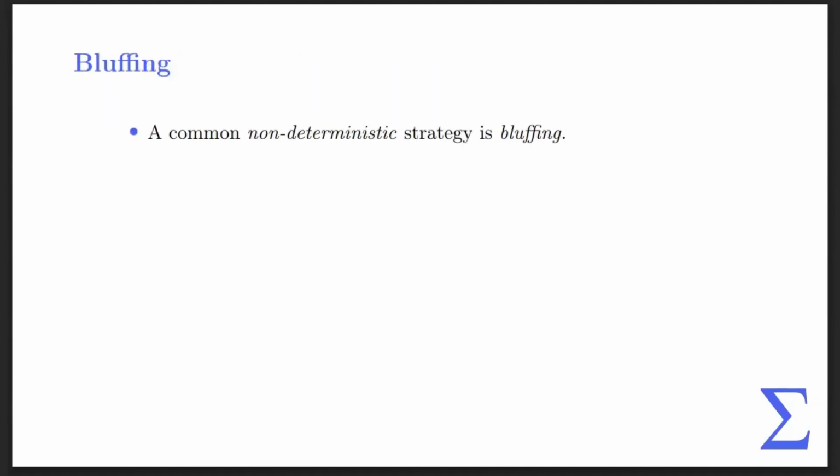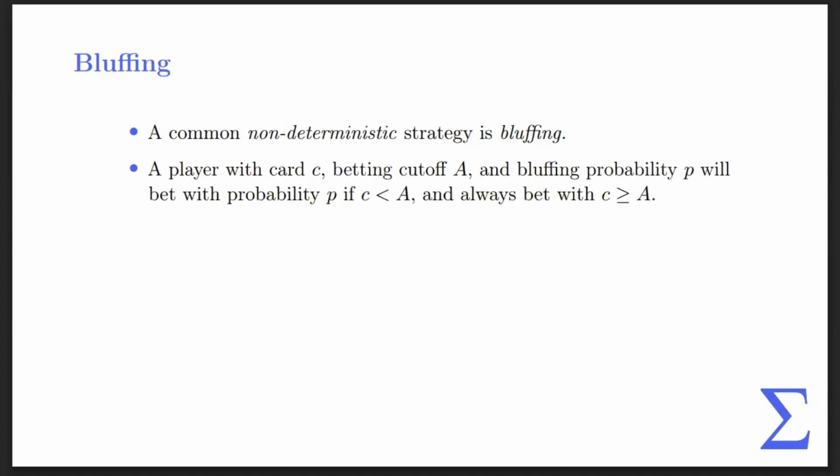One thing that I wanted to talk about as well is bluffing. Bluffing is, in our poker model, a non-deterministic strategy. The way bluffing works in our model is that suppose a player has a card C, a certain betting cutoff A, and bluffing probability P. They will bet with probability P if they have a card less than their cutoff, and they will always bet if they have a card greater than or equal to their cutoff. So it's basically the same as a cutoff strategy, except you also bet with probability P for values beneath your cutoff. You can think of that as a bluff.